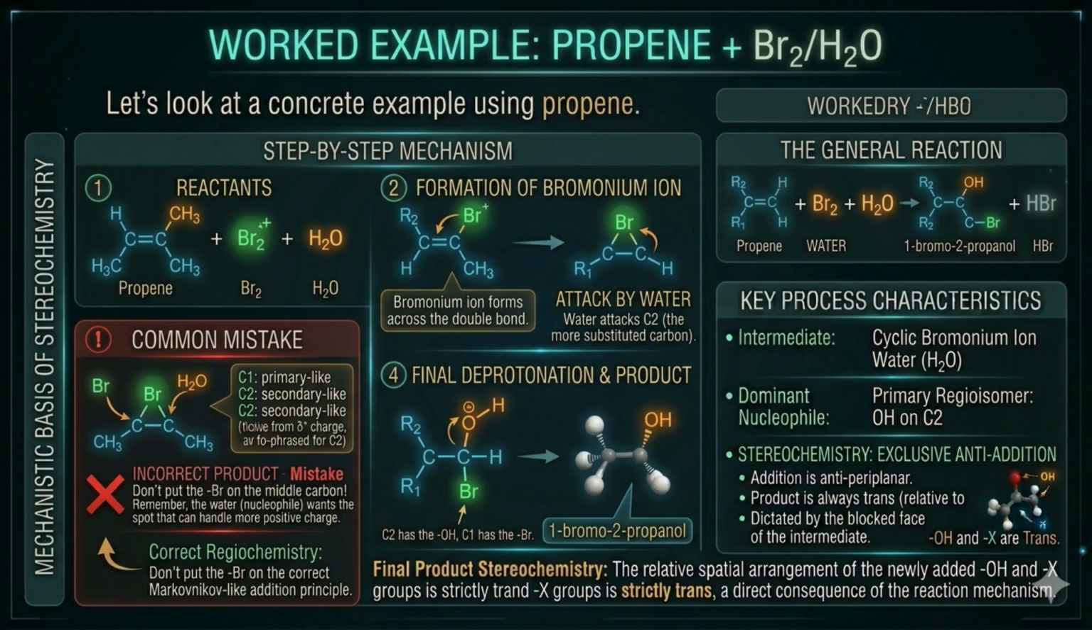The hydroxyl group is on the second carbon, and the bromine is on the first. Notice the 3D model. The OH and bromine are trans to each other, a direct result of the water attacking from the backside of the bromine bridge. Be careful, a very common mistake is putting the bromine on the middle carbon. Always remember, the nucleophile, that is water, wants the spot that is more stable, which is the more substituted carbon, C2. Don't let the name halogenation trick you in halohydrin formation. The oxygen gets the better spot.